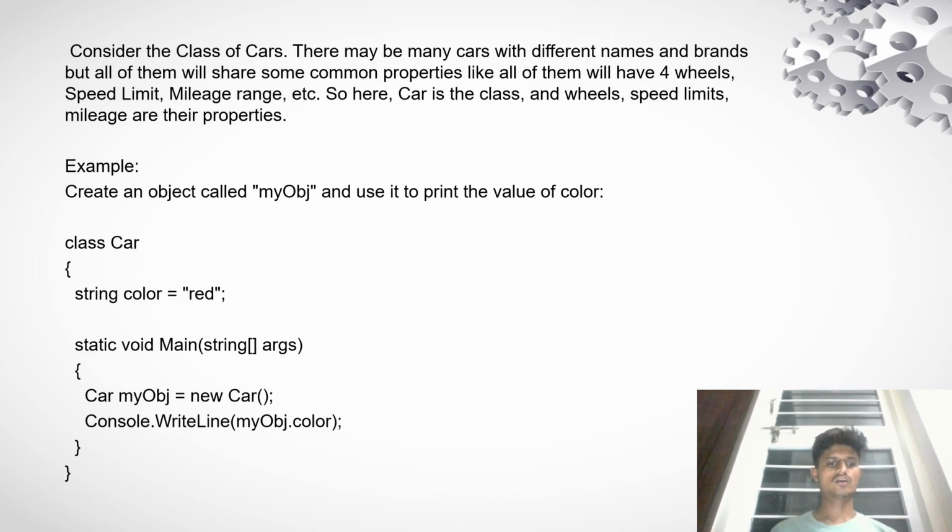When we create any object, first of all we write the name of the class, then the object name, then new, then the class name again, then round brackets. Then we write myobj.color. Here myobj is the object name, and color is a characteristic of that object.